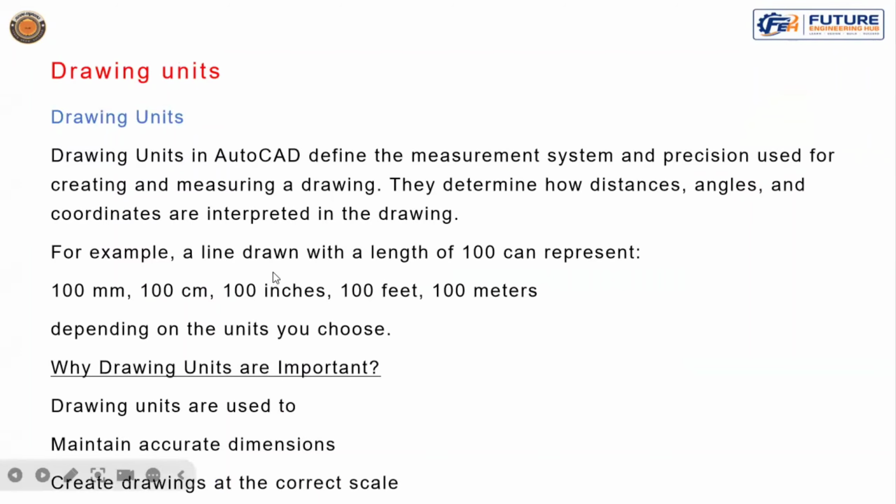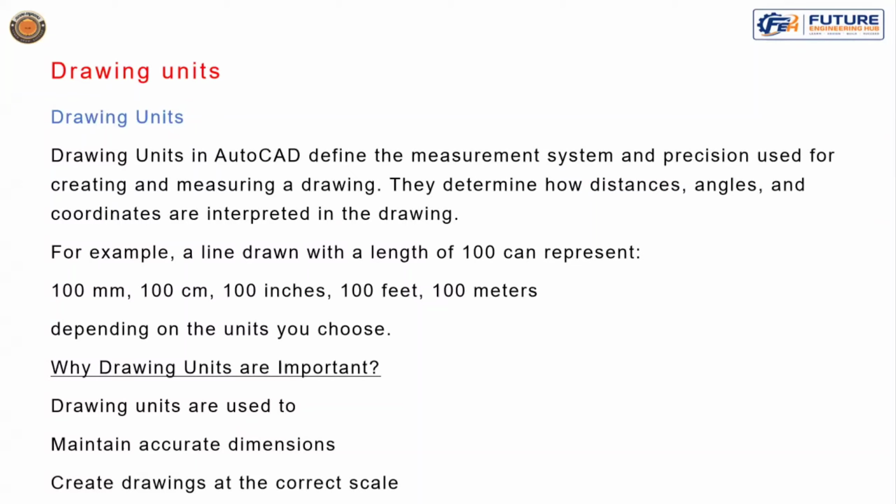Okay. Look at here. Drawing unit in AutoCAD. Define the measurement system and precision used for creating and measuring a drawing. They determine how distance, angle, and coordinates are interpreted in the drawing. So what is the summary? To check measurement of drawing objects. What kind of measurement? Linear measurement, aligned measurement, angular measurement, radius measurement, diameter measurement, ordinate dimension measurement.